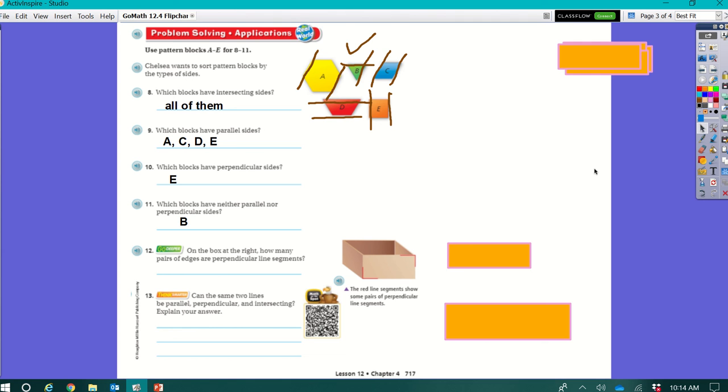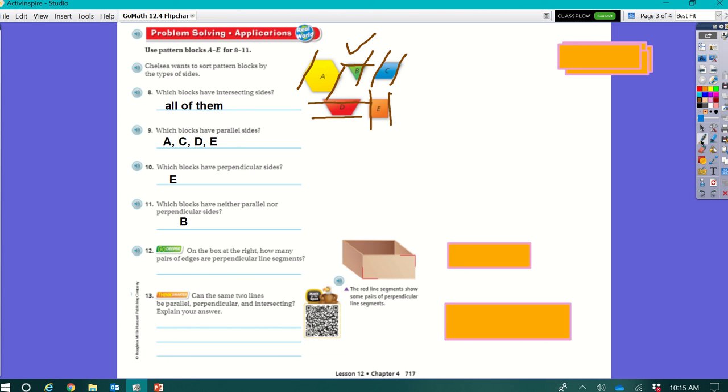Number 12, it stumped me for a little bit. I had to really think about it. So let's see if you can do number 12. It says on the box at the right, how many pairs of edges are perpendicular line segments? So pair of edges means, like they did in red, these two lines, this is a pair of lines, and when they meet, they make perpendicular line segments, meaning they would cross and they make a 90-degree angle.